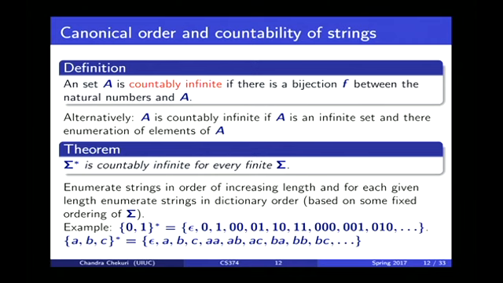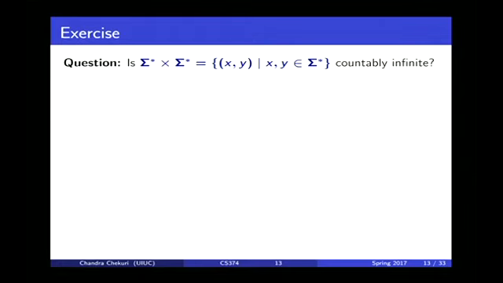So this is a proof. Of course, if the alphabet is not size 2 but size 10, it doesn't change much. The number of strings of length n is 10 to the n if the size of the alphabet is 10. Does it make sense? That is right. So it's called countably infinite.